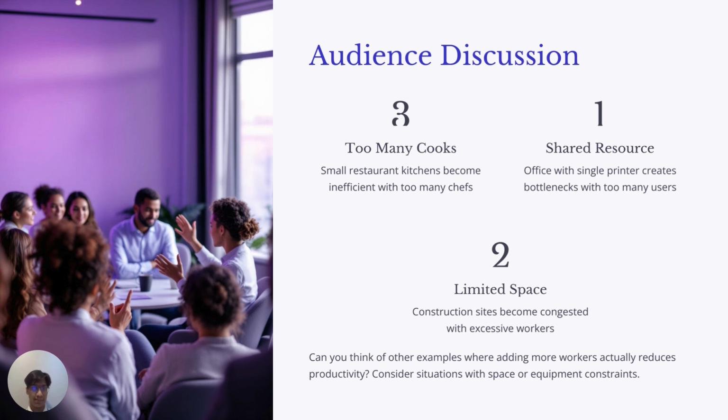Let's take another example here. Think of a small restaurant kitchen. If there are two chefs, things run smoothly. Add a third, maybe it's even better. But what if you add a fourth or sixth? Eventually, there's not going to be enough space, and people start getting in each other's way. Productivity falls. This is the classic case of diminishing returns in action.